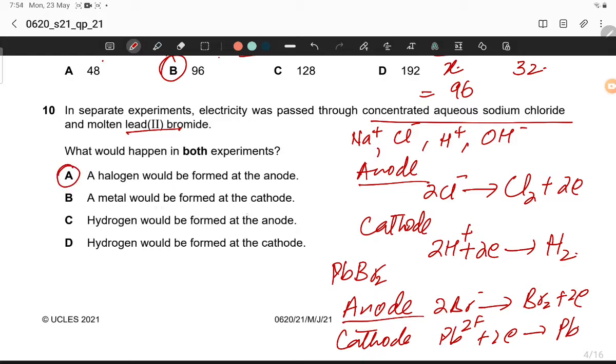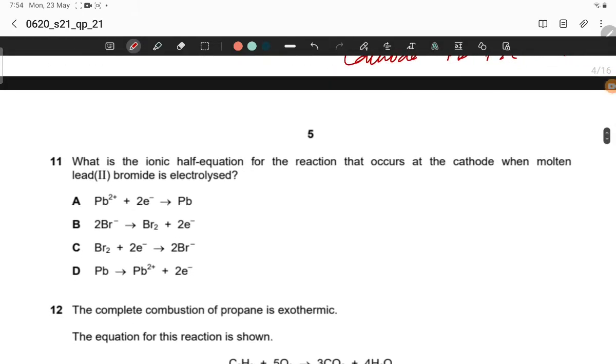A metal would be formed at the cathode. In sodium chloride it is hydrogen gas, and in lead bromide it is lead, so it is incorrect. Hydrogen would be formed at the anode. This is also incorrect, it is formed at the cathode. So hydrogen in sodium chloride while lead in lead bromide. So this is also incorrect.